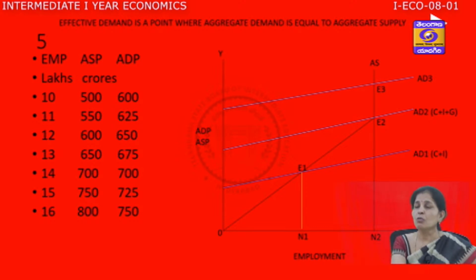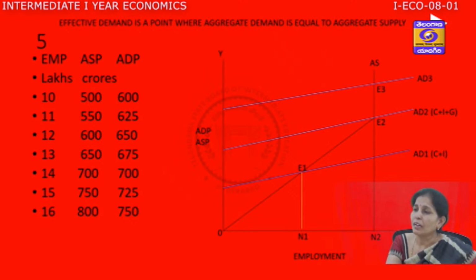From the table, we can notice that at 14 lakhs of employment, the aggregate supply is 700 and the aggregate demand is also 700. So that is the equilibrium point according to Keynes. The same thing is explained with the help of a graph, where we take employment on the x-axis, and aggregate demand price and aggregate supply price on the y-axis.